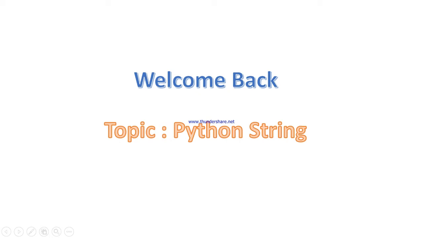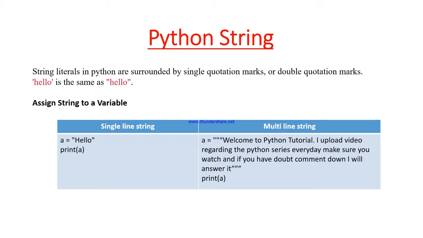Welcome back. In this video, we are going to learn about Python strings. String literals in Python are surrounded by the single quotation mark or the double quotation mark. Both the syntaxes are correct. We can assign a string to a variable in two ways. First is a single line string, and the second one is a multi-line string.